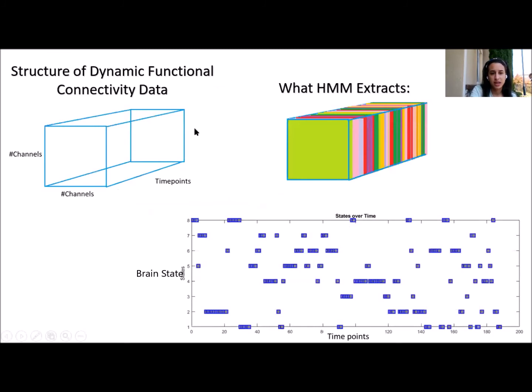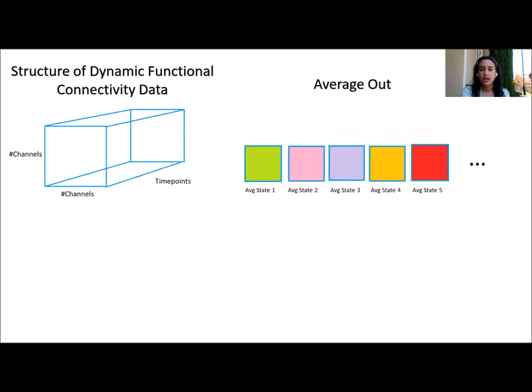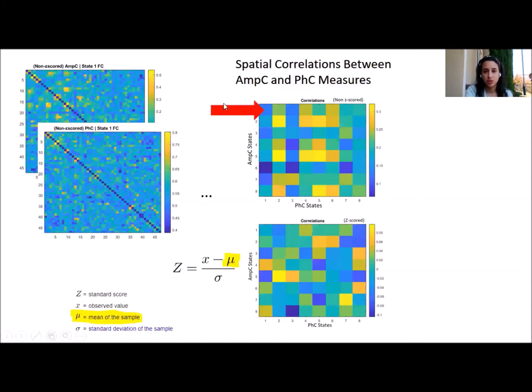So it takes this data and labels it. So each time point is labeled with a brain state. Once we had the method of extracting these states, we were able to compare the average functional connectivity data across time associated with each state. That is, the static functional connectivity of that state. And then we were able to get the spatial similarity, that is, the correlation between all states of amplitude coupling and phase coupling data, resulting in a matrix like this one.